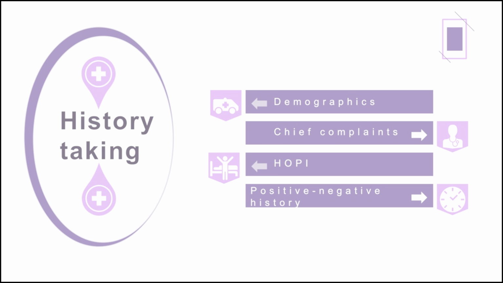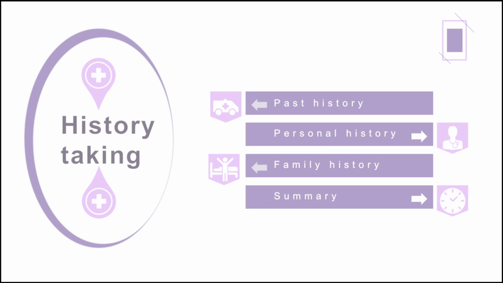Now these are the main contents of the history taking. First comes the demographics of the patient. Next, chief complaints, history of presenting illness, positive and negative history accompanied with past history, personal history, family history, and finally the summary of the total case recording or the case sheet.